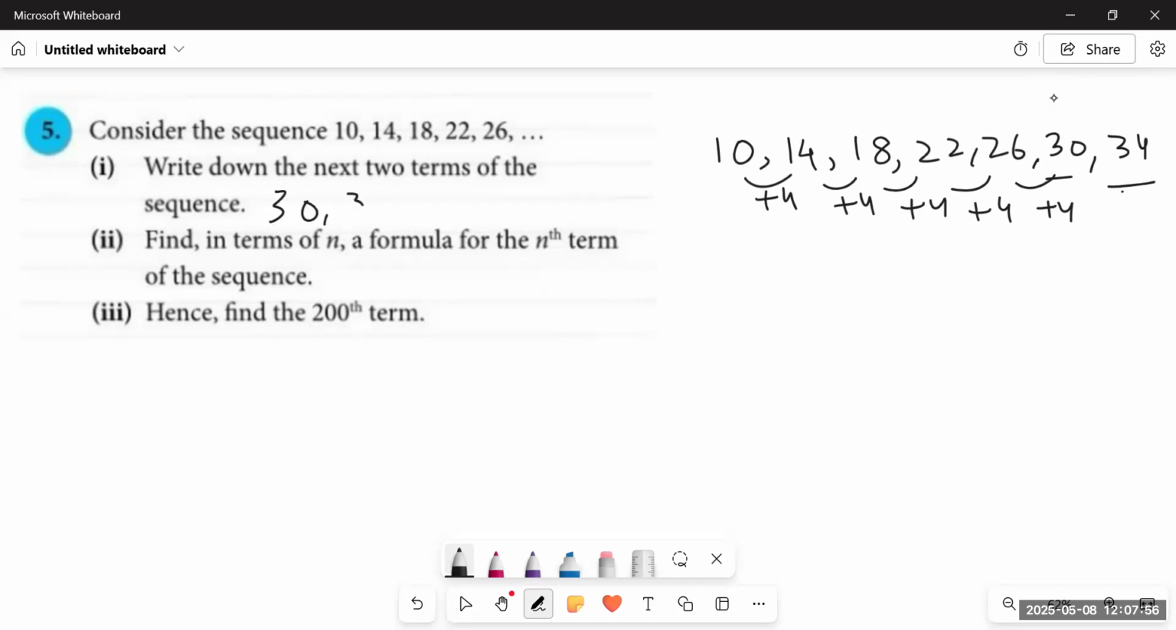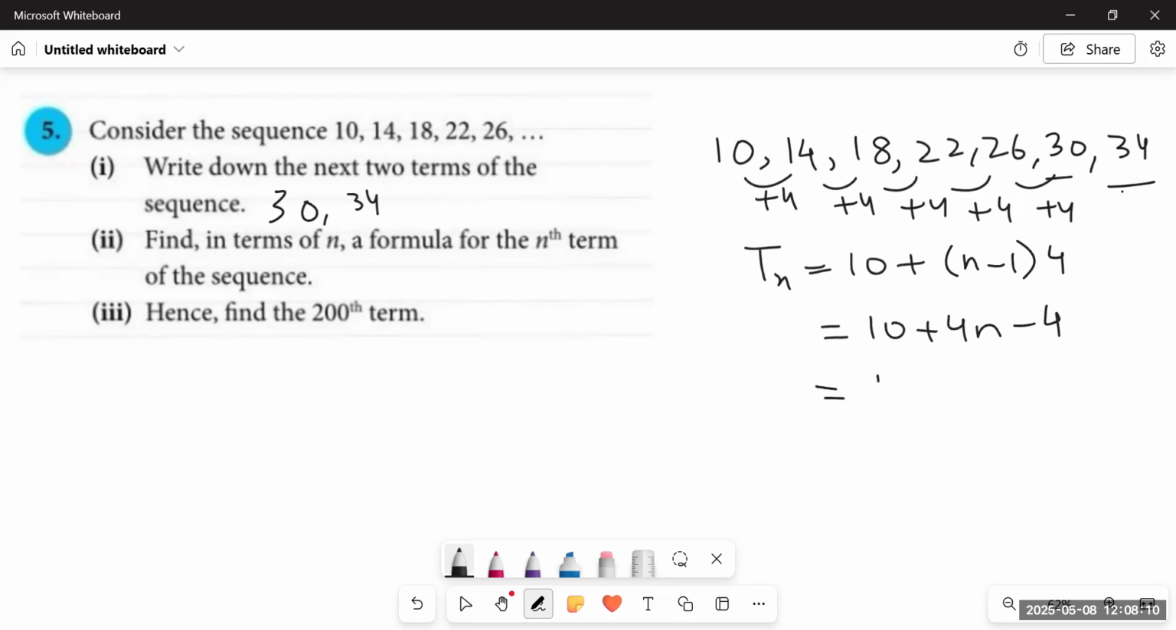Next part says, find in terms of n, that is the formula. So it would be the first term, 10, plus n minus 1, times 4. That is 10 plus 4n minus 4. So 10 minus 4 is equal to 6. 4n plus 6 would be the formula for Tn. Right? That is, for any position number, we have to multiply it by 4 and add 6 to it to find out that particular term.